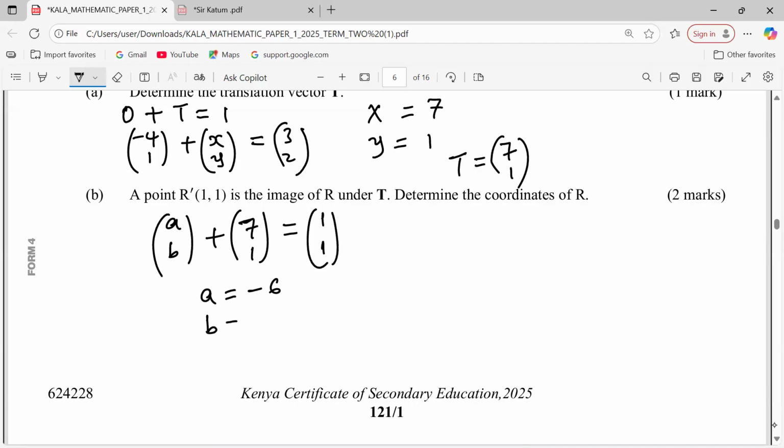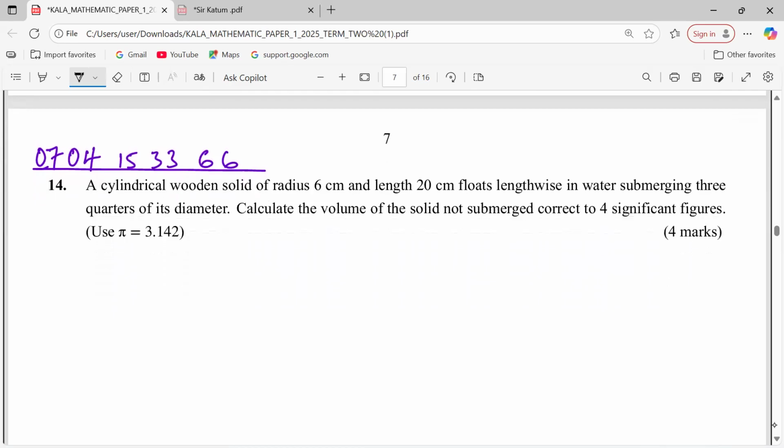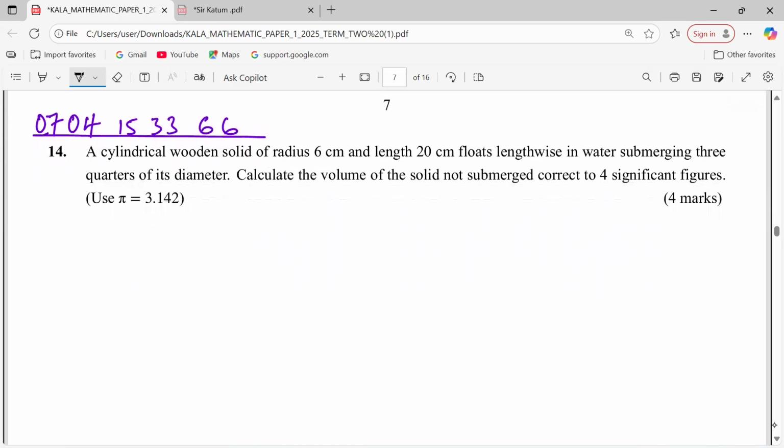To remain with B, we subtract 1. This means that the coordinates of R then are -6, 0. Yeah? -6, 0. That way. A very good statement of the coordinates. Are we now in number 14? Yeah. We're doing it very fast.